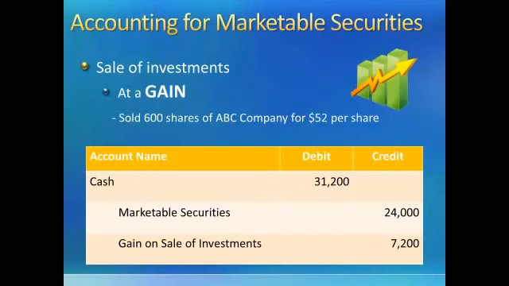We purchased those securities at $40 per share, and $40 times 600 shares represents our purchase price, so we're crediting marketable securities for $24,000. The difference between our purchase price and our selling price is $12. Remember, we're selling at $52. We purchased at $40. So our gain is $12 per share. $12 times 600 shares is equal to $7,200. So we have a gain on the sale of investment of $7,200.